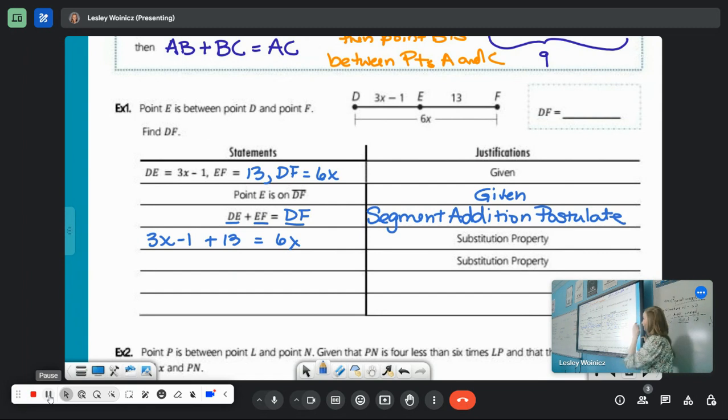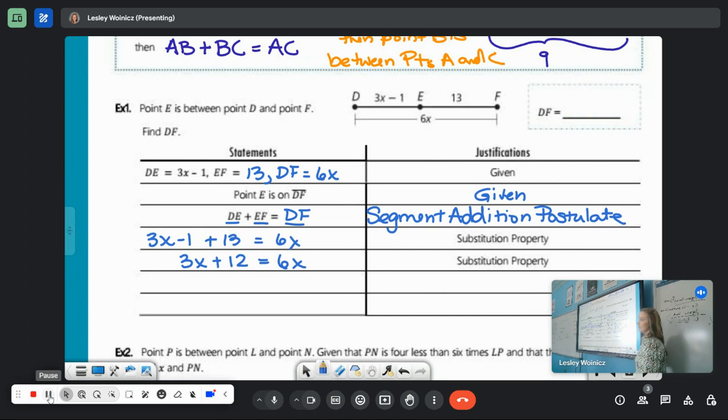Good? Easy peasy? Now, back in Algebra 1, the next step you called combining like terms. Okay, the real fancy name for it is the substitution property, because you are substituting one expression for an equivalent one. So I know that negative 1 plus 13, an equivalent simplified expression, is just 12. That's the substitution property. Okay, so 3x plus 12 equals 6x. Substitution property.